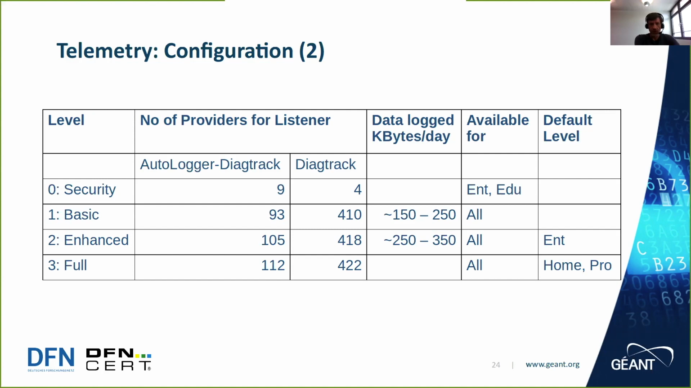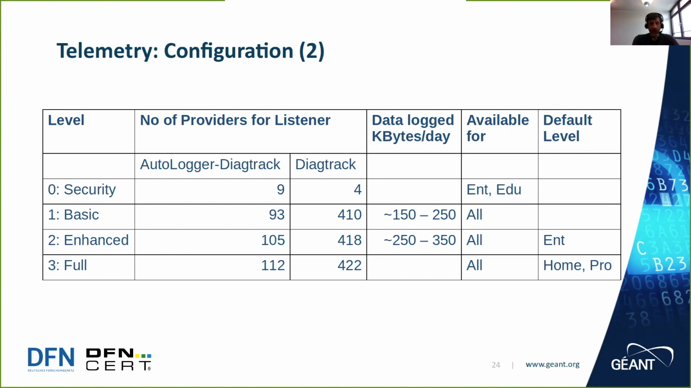And as you can see, this is quite a bit of data that is logged. There are some hundreds of providers logging already on the operating system start, which is the autologger DiagTrack column here. And the DiagTrack listener, the second column, is the one that is used when we have the operating system fully started. And then we have something around 400 or so providers for event logging, which is quite a lot.